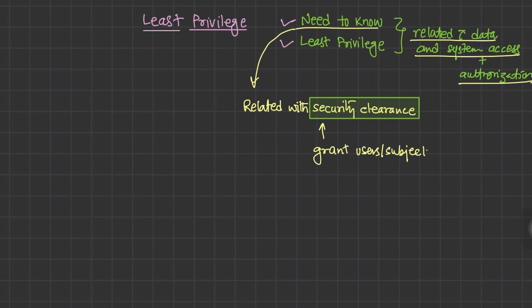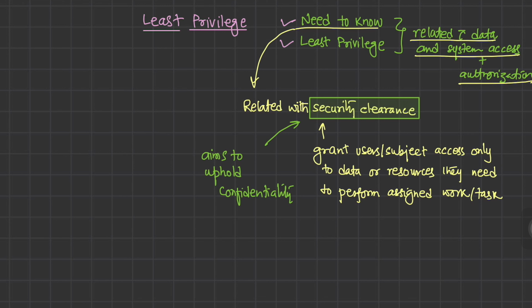And what is security clearance? Security clearance grants a user or subject access only to the data or resources they need to perform assigned work or task. So this is how a security clearance is given to a person, and the security clearance reflects the need to know qualities of a subject, right? The security clearance aims to uphold confidentiality of the information. This is also a point we should keep in mind, important for the CISSP exam questions, right?